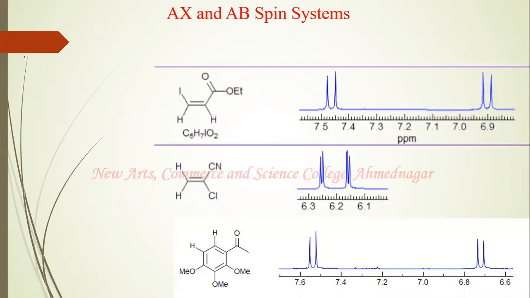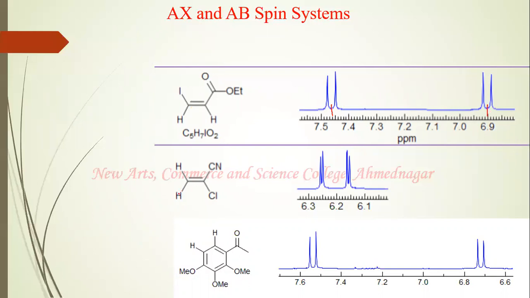These are some examples of AB and AX spin systems. In this case, you have two well separated doublets. The doublets appear very clear. The chemical shift value will be at the central part of the signal. So you can easily analyze the spectrum.